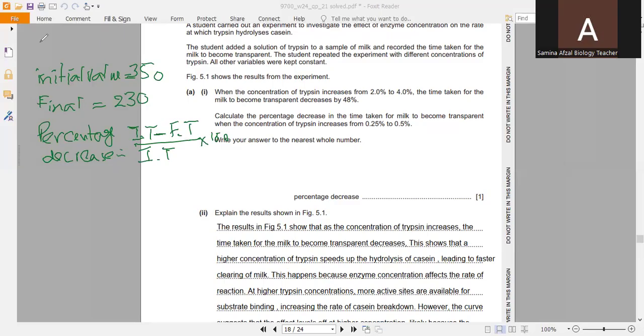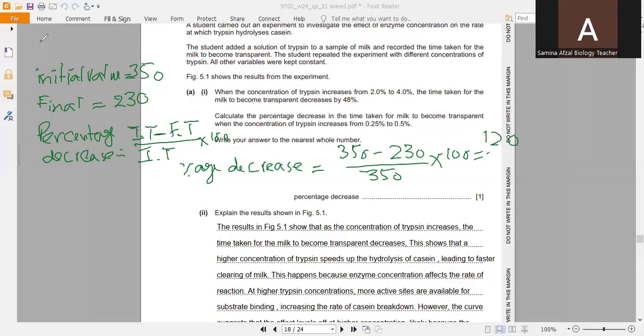We put the values. Percentage decrease is equal to 350 minus 230, divided by 350, multiplied by 100. So it is equal to 120 by 350 into 100, which is 34%. So the answer after calculation is 34%. It was all about the percentage decrease from 350 to 230, which is about 34%.